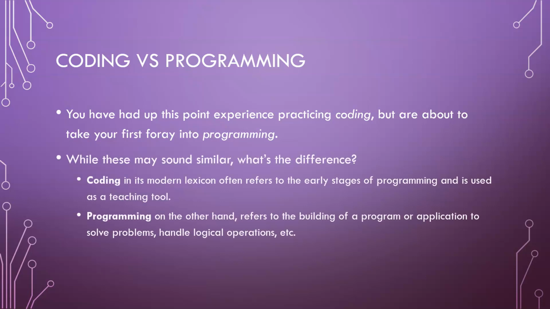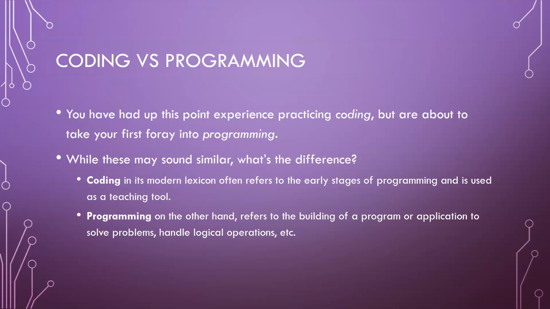Well, coding in its modern lexicon often refers to the early stages of programming and is often used as a teaching tool. They call them script kiddies, the words you might hear tossed around. These are people who might take existing lines of code and use them in a program. They're not writing it from scratch. They might have a knowledge of how it works and know how to modify things a little bit, but they're not necessarily writing everything from the ground up. So coding is using existing things to learn some of those logical operations, like conditionals and loops.